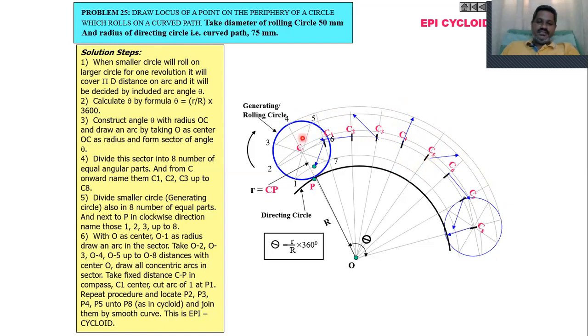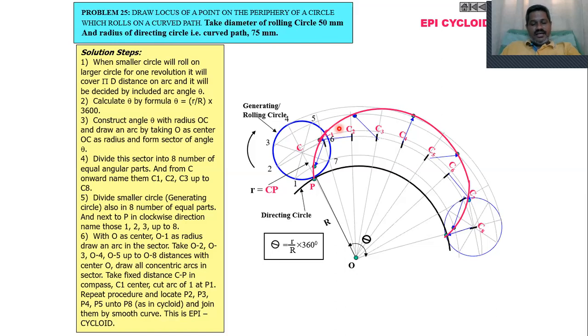Then locate the points. As you can observe, with C1 as center, we got one intersection point which is on the first concentric arc that I am naming as P1, and this will become P2, and this will become P3, P4, P5, P6, P7 and P8 like this. Then join all these points as a smooth curve using French curves or by freehand. You will get a curve. That curve is known as epicycloid.